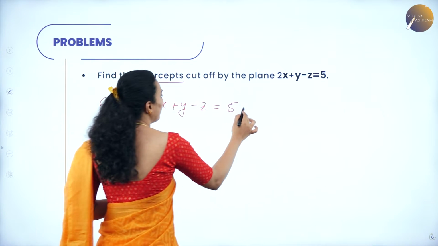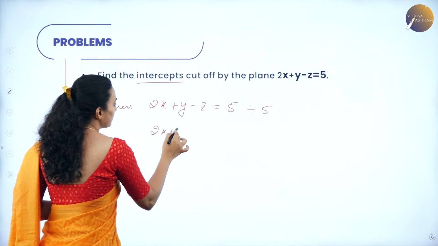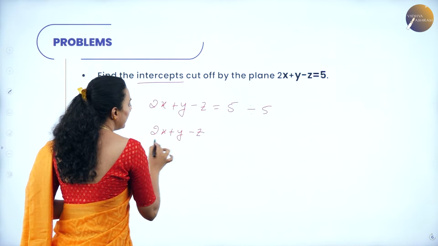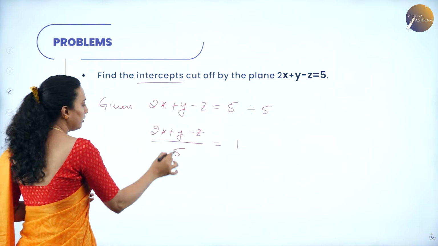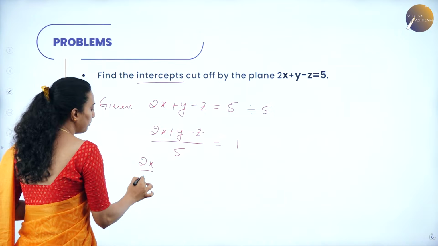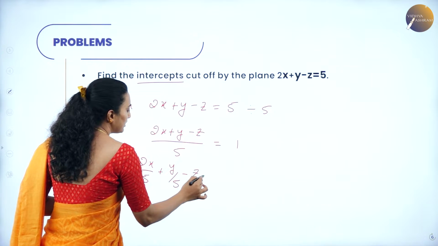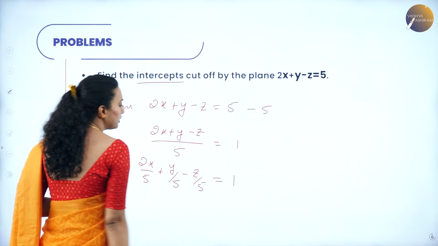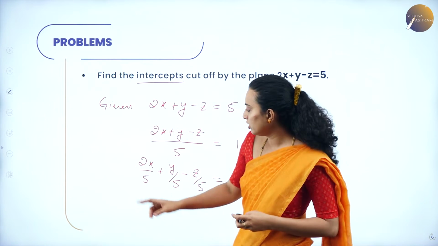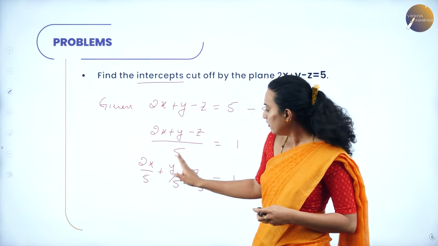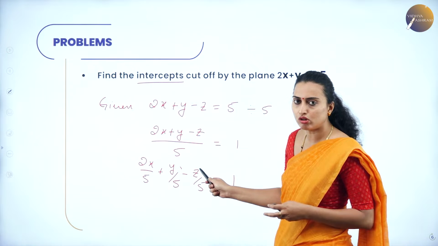If I divide throughout by 5, I get 2x plus y minus z divided by 5 is equal to 1. Now I can divide through each term: 2x divided by 5 plus y divided by 5 minus z divided by 5 is equal to 1. Is that in the standard form? You have x by A, y by B, and z by C.